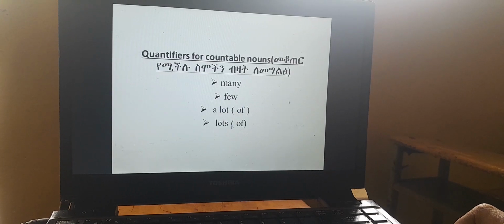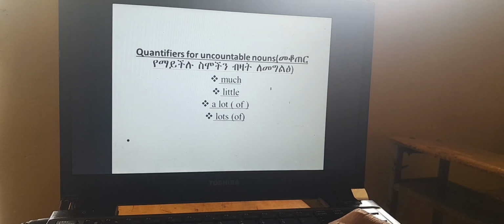Now let us proceed to the next, which is quantifiers for countable nouns, መቆጠር የሚችሉ ስሞችን ብዛት ለመግለጽ የምንጠቀማቸው. For example, many, few, a lot, or lots of. These are some of the quantifiers that can be used to express countable nouns, መቆጠር የሚችሉ ስሞችን ብዛት ለመግለጽ የምንጠቀማቸው.